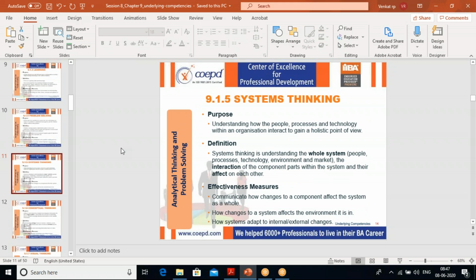And the next one is systems thinking. Systems thinking is that we need to understand, for any process, who is involved in it, what technology is there, what processes are going on, and how something can be achieved. You need to first of all understand and get a holistic picture of that particular process, of that particular system. Then, based on it, we need to take things forward.